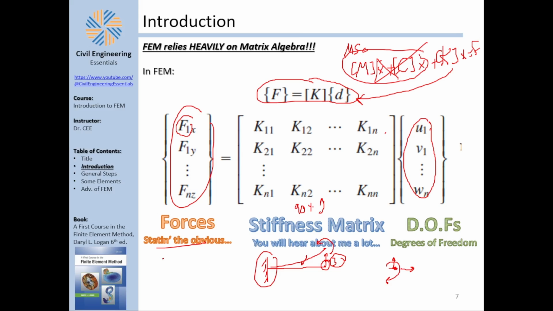Now in 3-dimensional problems, you have 6 degrees of freedom per node, not 3, because suddenly in 3D you have movement in x, movement in y, movement in z, rotation about x, rotation about y, and rotation about z.